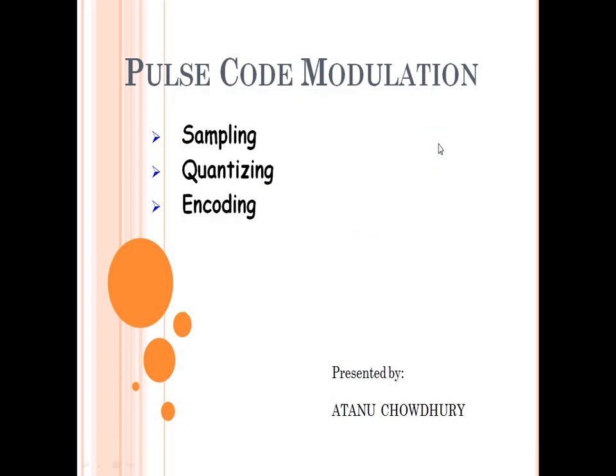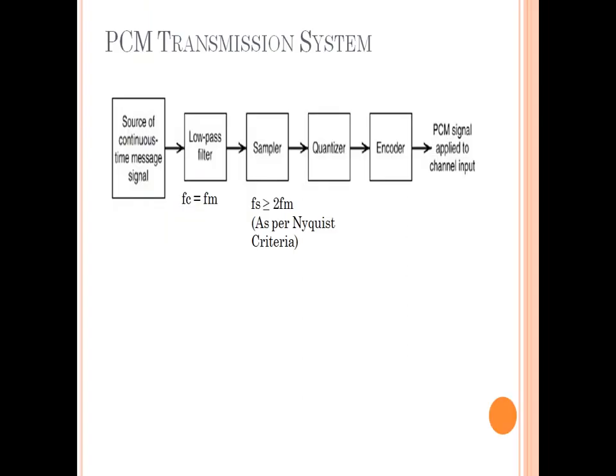How are all these processes done? So go to the next slide. This is the PCM transmission system block diagram. First of all, the source of the continuous time message signal. I'm just giving this lecture, or in your telephone system, whatever speech you give, all these are analog signals, and my voice is the source of the continuous time message signal.